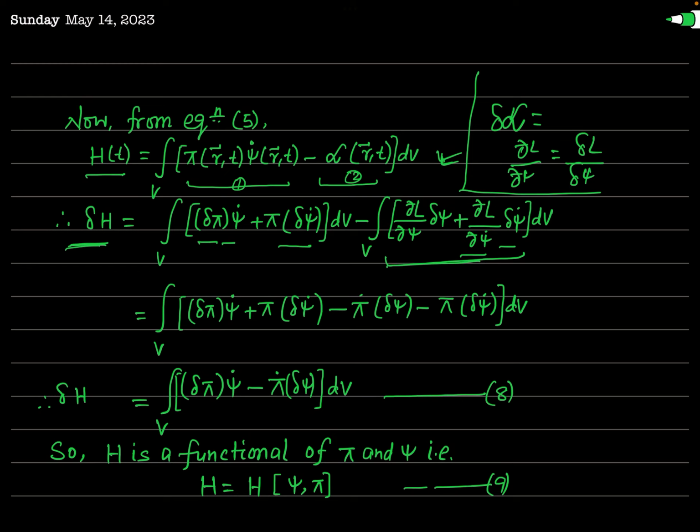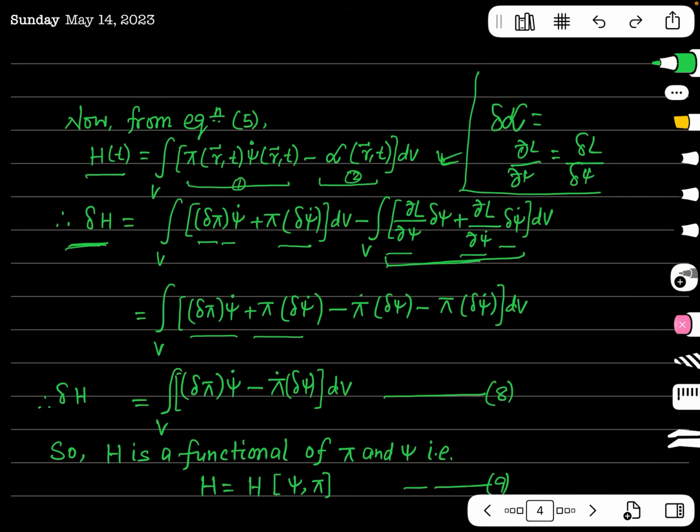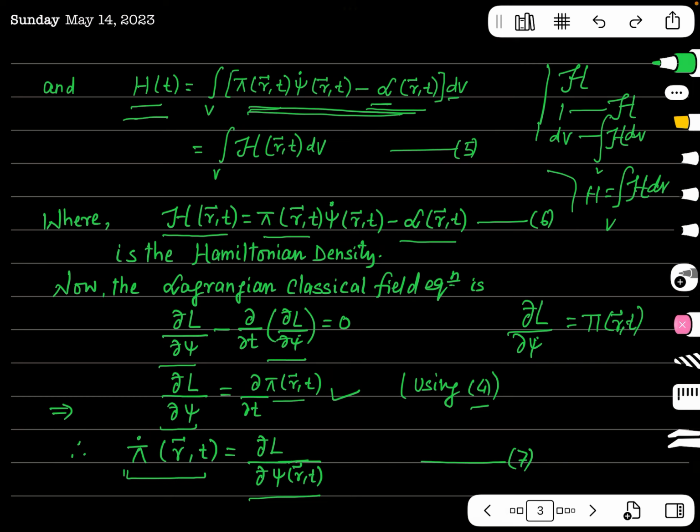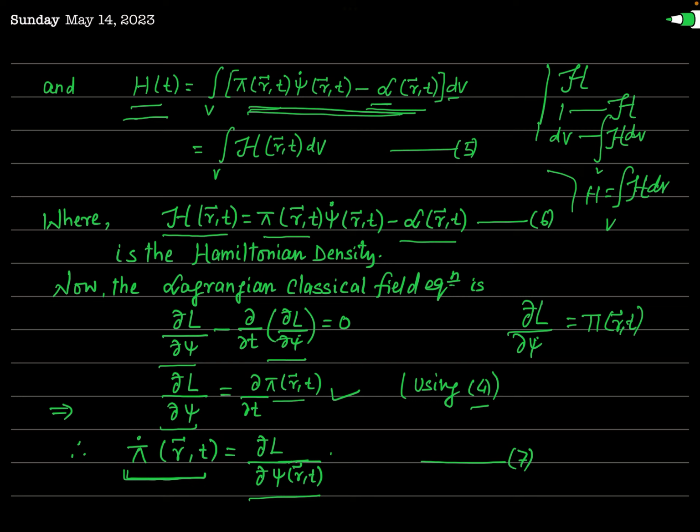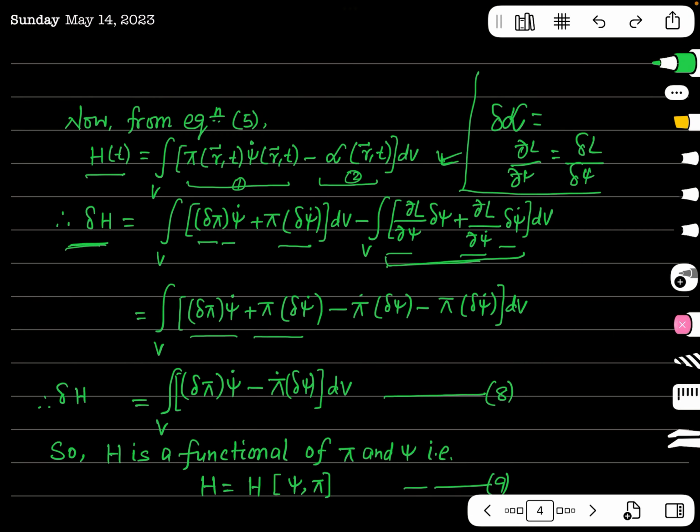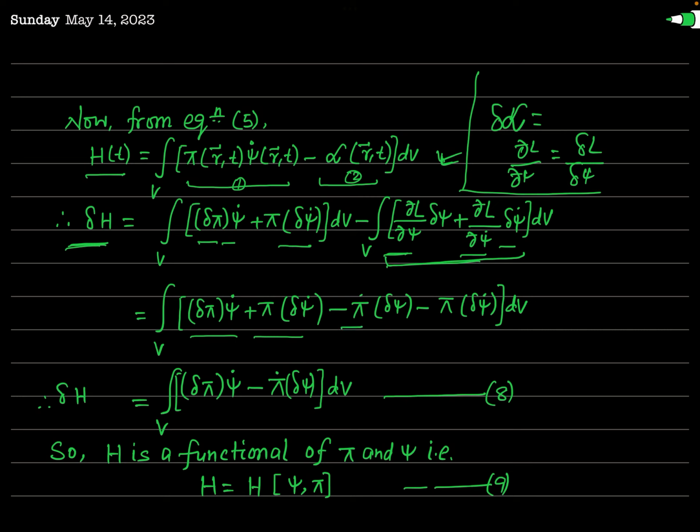Now we will simplify the RHS of this equation to some extent. The first two terms are the integral over V of delta pi psi dot plus pi delta psi dot. These two terms are easy. I have taken the integral over V for the entire terms, and you can see the functional derivative of L with respect to psi. You have just seen earlier that pi dot is equal to the functional partial derivative of Lagrangian L with respect to psi. So instead of this, you can write pi dot.